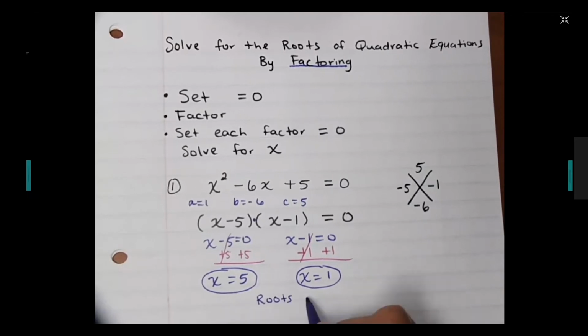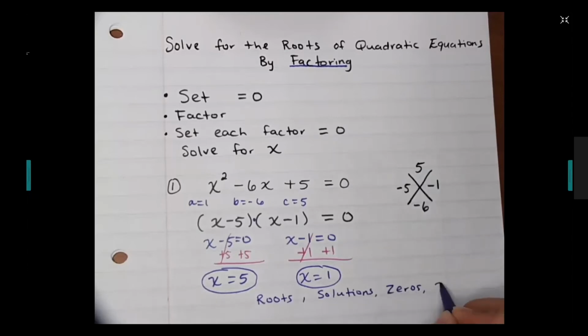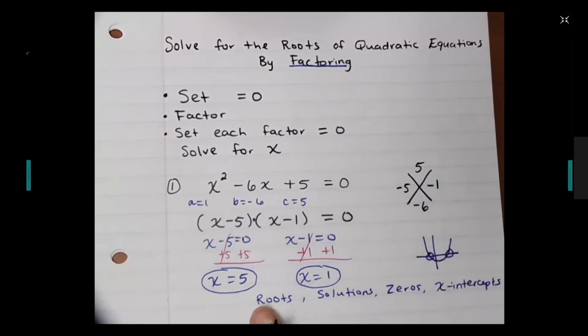We also know that these can be called solutions, or zeros, or x-intercepts. These are all the different names that refer to the roots, which is basically where the parabola would cross the x-axis. So four names for the same thing.